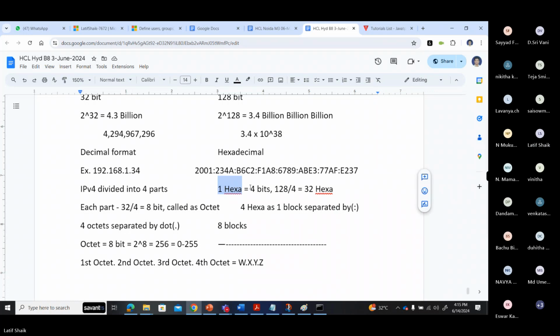Represented in hexadecimal format. One hexadecimal digit is represented in binary with 4 bits. 128 divided by 4 is 32 hexadecimal digits. Four hex digits make one block, separated by a colon, so IPv6 has 8 blocks. Each block contains 4 hexadecimal digits.